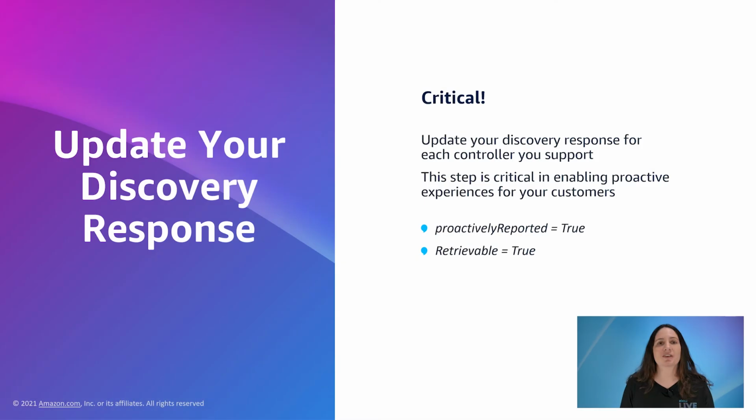So how do you update your discovery response? You do that by setting the properties proactively reported as true and retrievable as true for each of your controllers. Proactively reported means that you will send a change report every time the device's state changes. And retrievable means that you will share the state of the device when Alexa prompts you to do so. So another important note, if you send Alexa state or change reports, or both, and properties in your discovery response are set to false, Alexa will not acknowledge your messages.